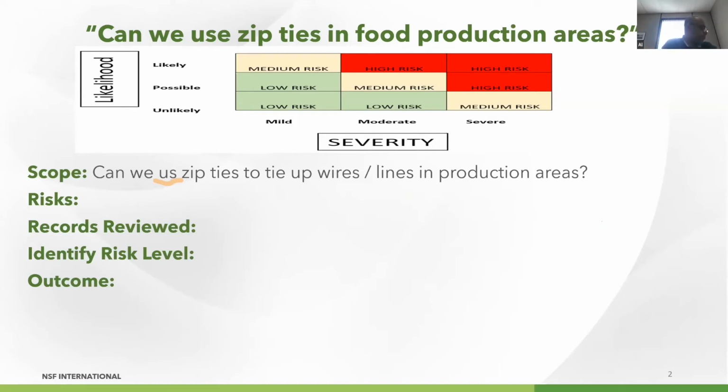Yep. So let's put this spin on it and say if we look at our internal records and we've seen pieces of this come up in GMP audits and internal audits and all of those things, would you lean towards moderate or severe for severity?